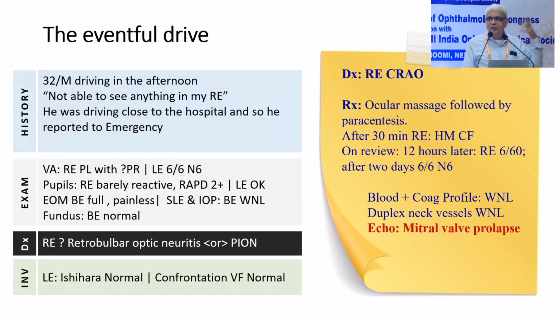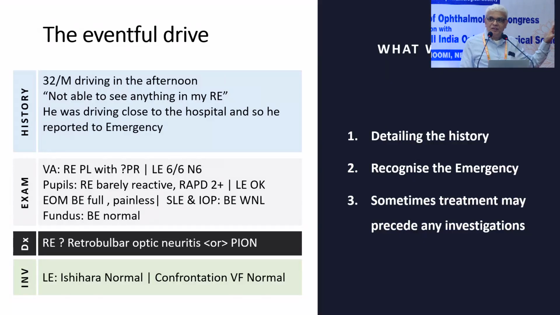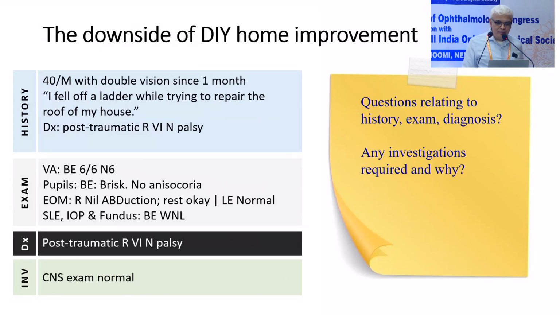Did the tests for CRAO, and he had a mitral valve prolapse, which probably explained why he ended up in this situation. So this was not retrobulbar optic neuritis. So detailing the history is important, and you recognize the fact that this is an emergency. And sometimes, as in this case, unlike the previous case, treatment may precede any investigations that you do. So you must be agile enough to switch things around a little bit.